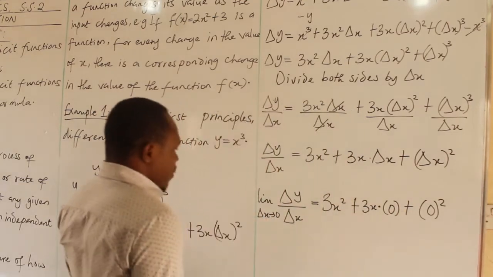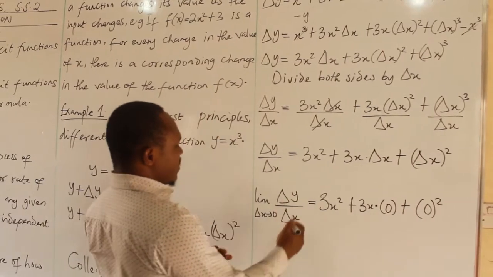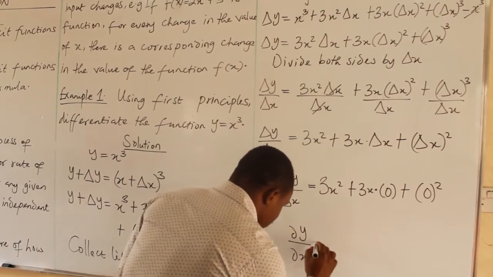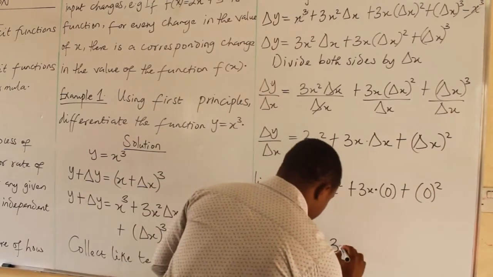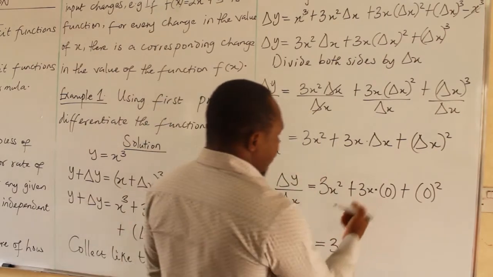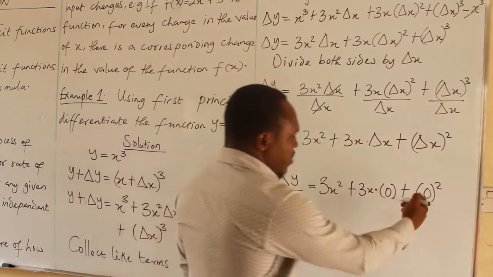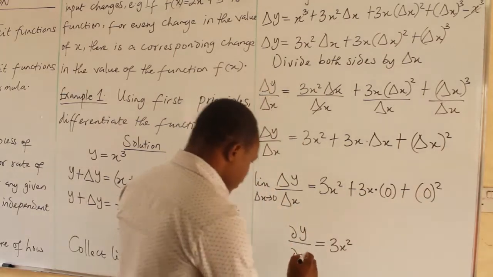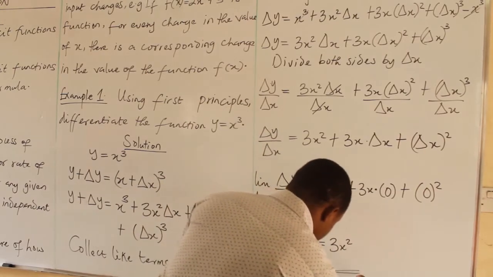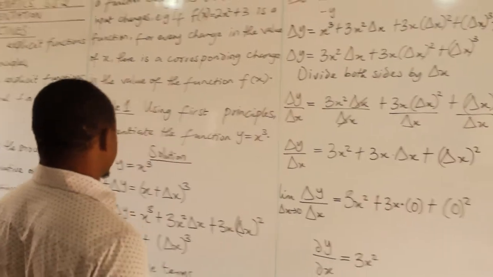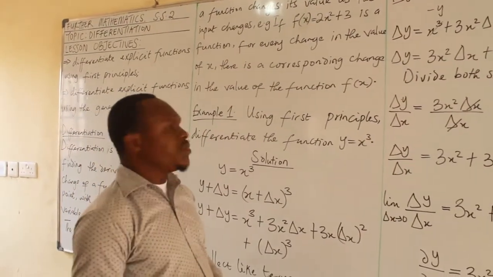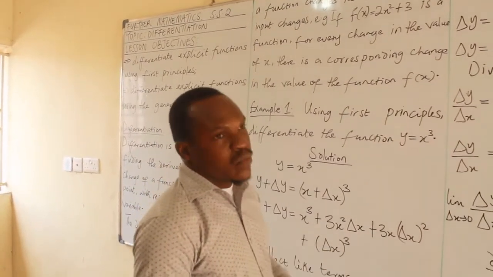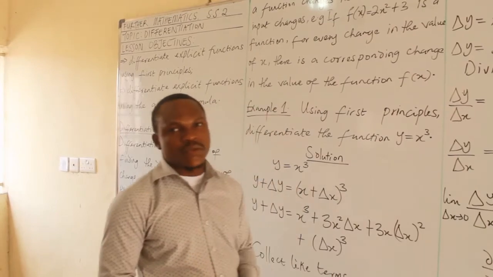So it means that the limiting value of delta y by delta x as delta x tends to 0 becomes dy over dx, which is 3x squared. Because 3x multiplied by 0 gives us 0, and 0 squared gives us 0. So 3x squared plus 0 gives us 3x squared. This is the derivative of the function y is equal to x raised to the power of 3. Okay? Just a soft reminder, and we'll move on to the next example, example 2.